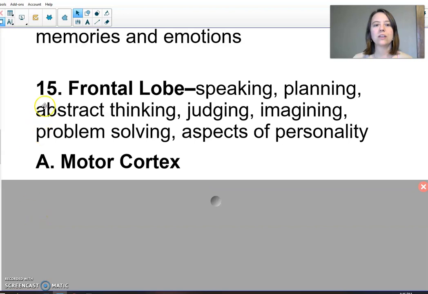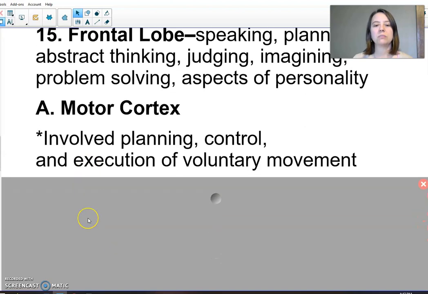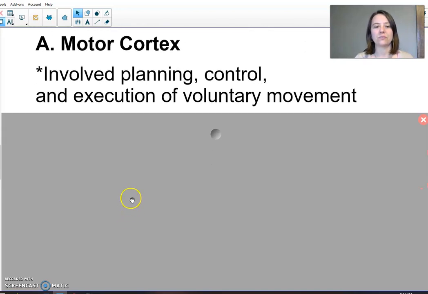So the frontal lobe is divided into two different sections. The motor cortex, which is involved in planning and control and the execution of voluntary movement. So if I told you to raise your hand, then you would have to decide that you're going to raise your right hand, which is opposite on the video, and then you would have to control and execute that, and your motor cortex is involved with all of that.